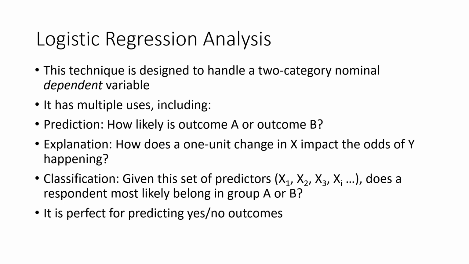You can also use logistic regression analysis for purposes of explanation. So when you're using it for purposes of explanation, the question you're looking at is, how does a one unit change in your independent variable x impact the odds of y, your outcome, happening? So as x moves up, do the odds of y happening move up? Do they move down, or do they stay the same? So that's effectively how you explain the relationship between each x in your equation and your outcome y.